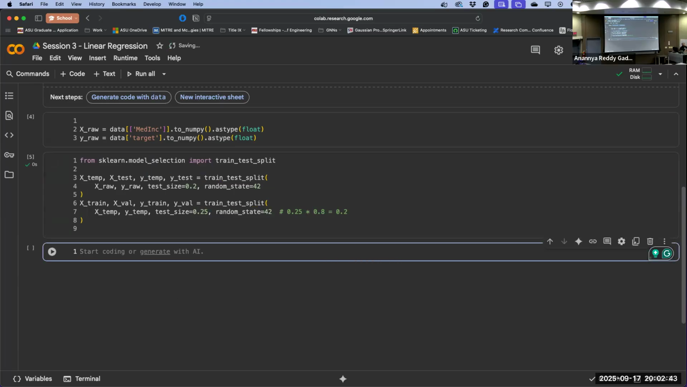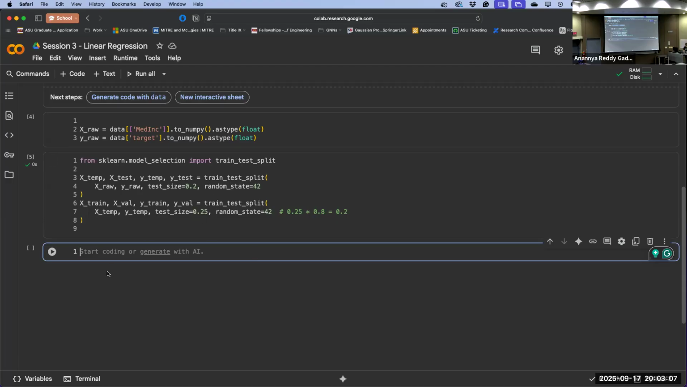Here we are splitting the data. For every data set, while training the model, we split the data into three parts: 60% goes to training the model, 20% goes to validation, and the other 20% goes to testing that particular model.